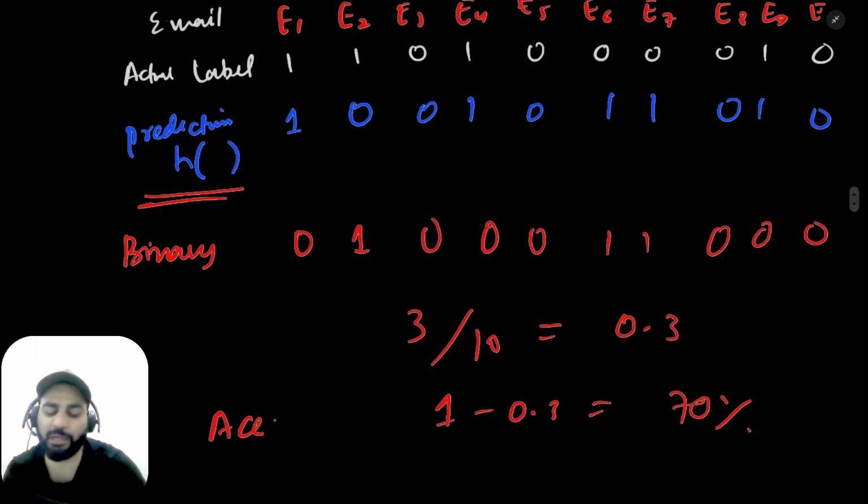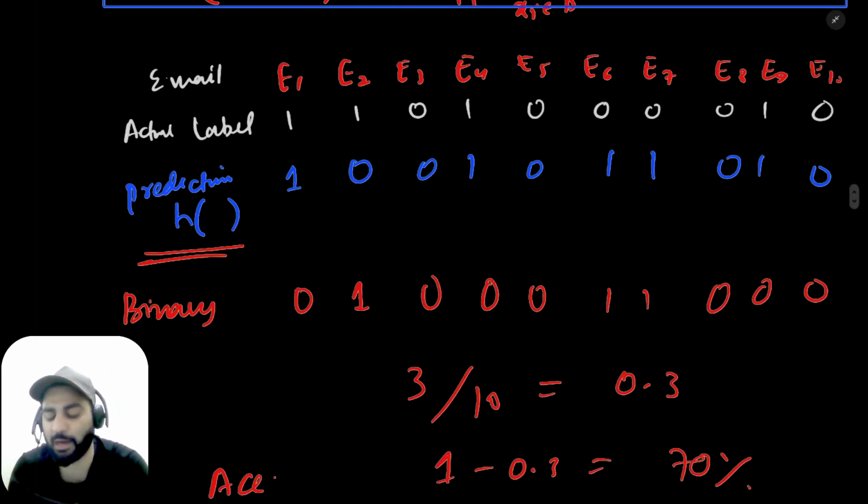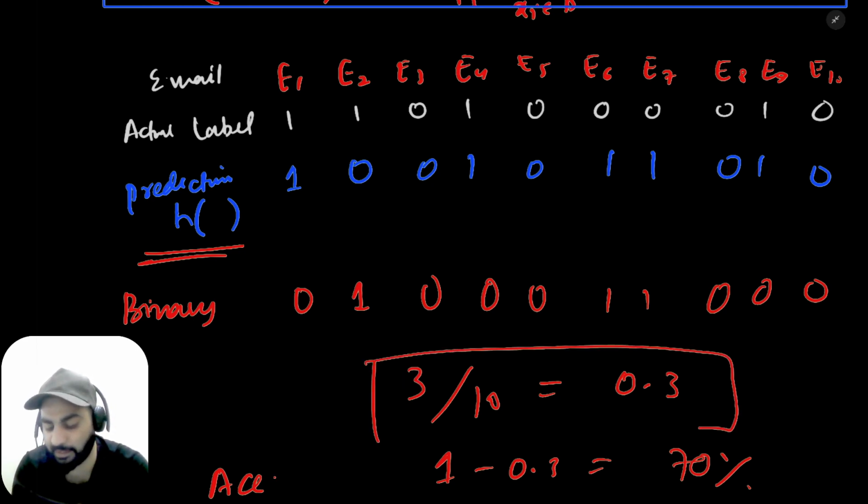So how many times was it accurate? It was accurate 7 times. How many times was it wrong? It was wrong 3 times. So I'll say 3 by 10. So here is my binary loss.